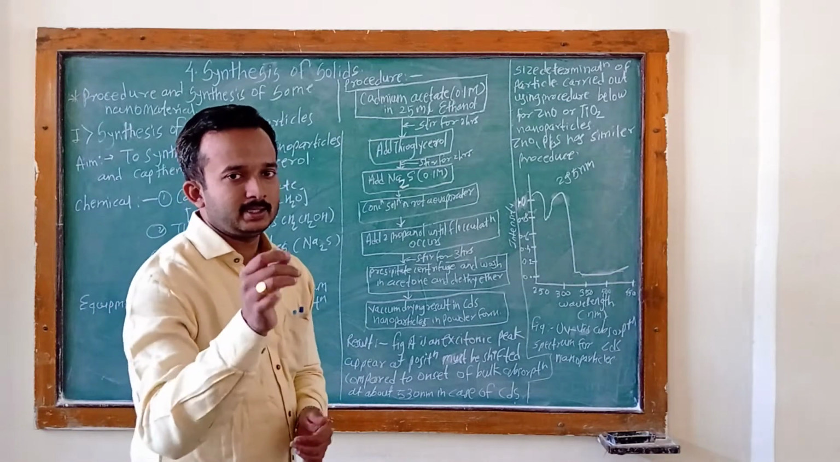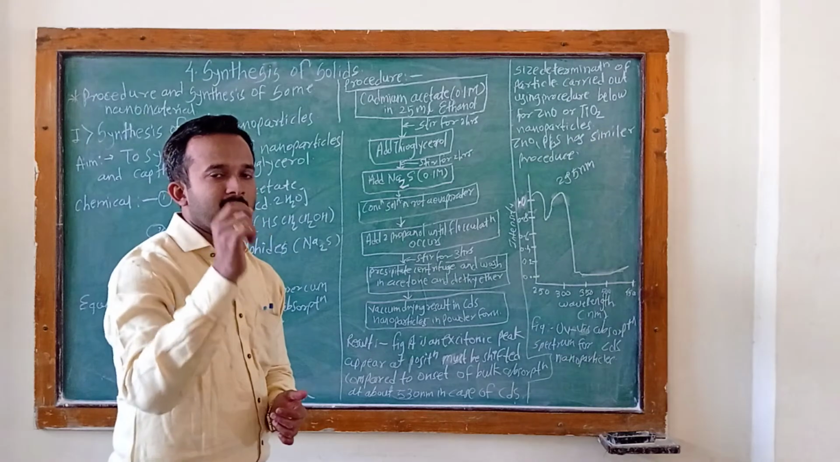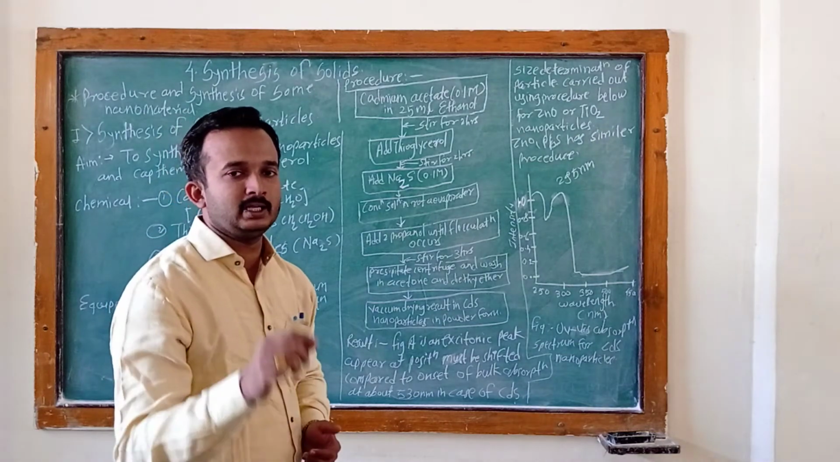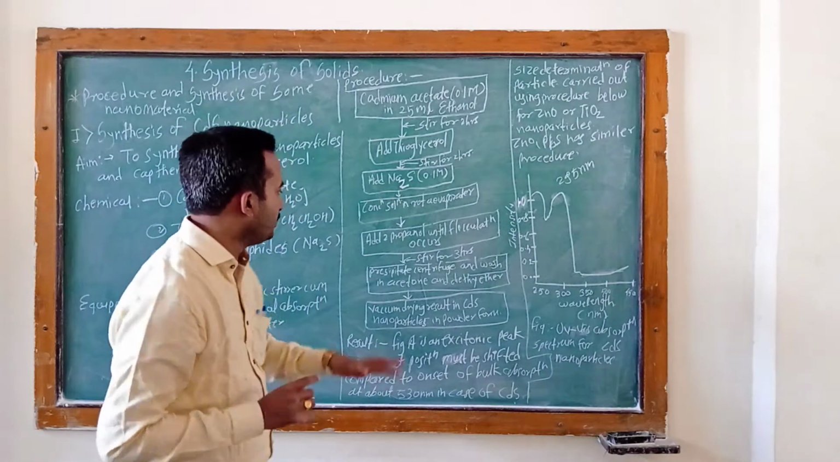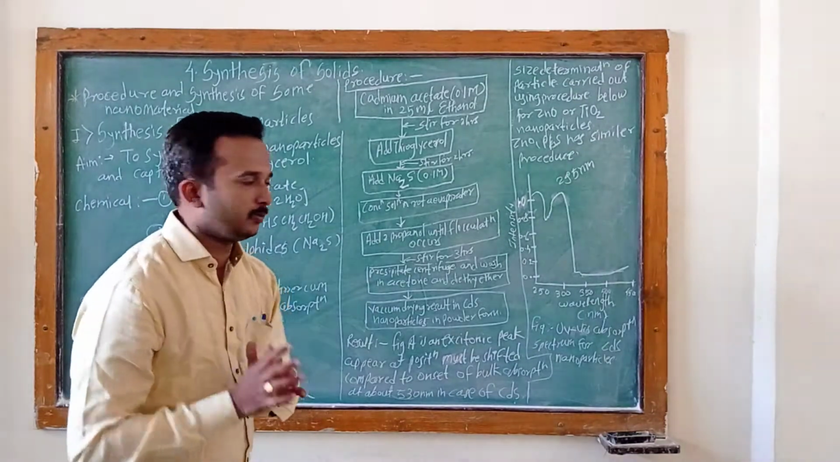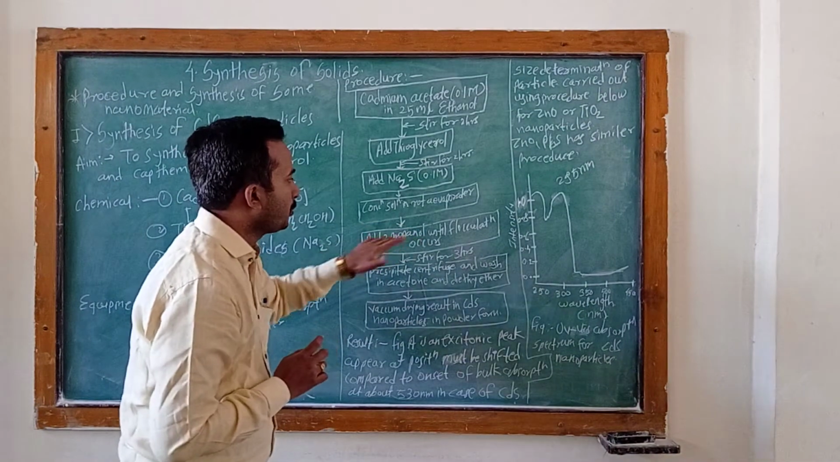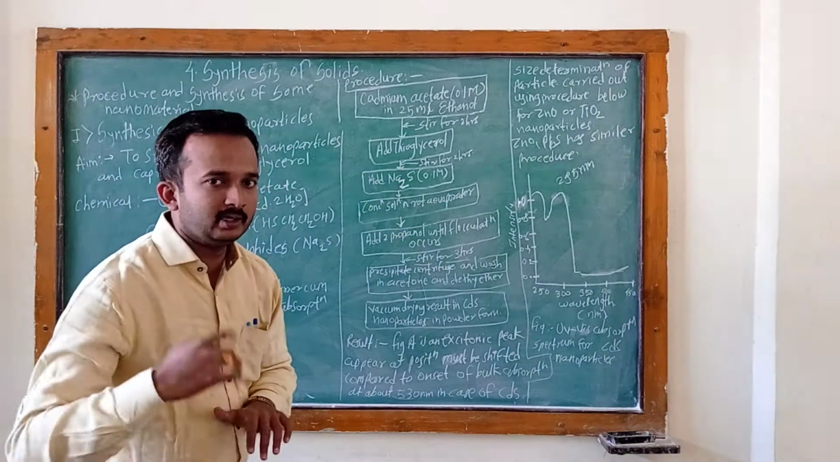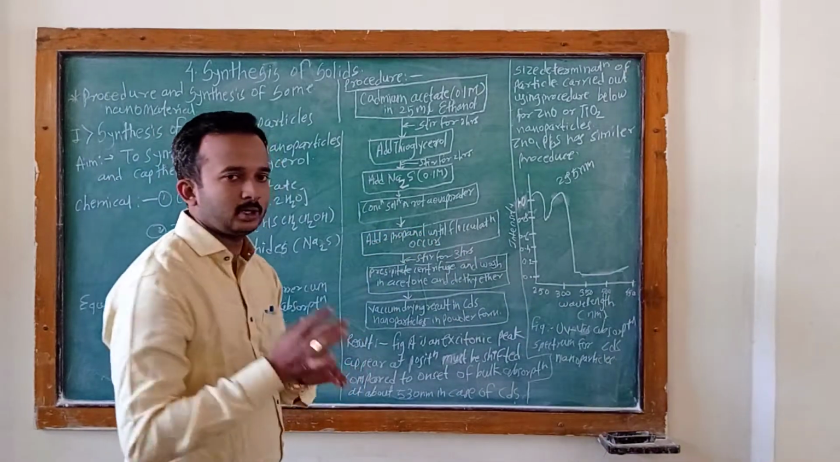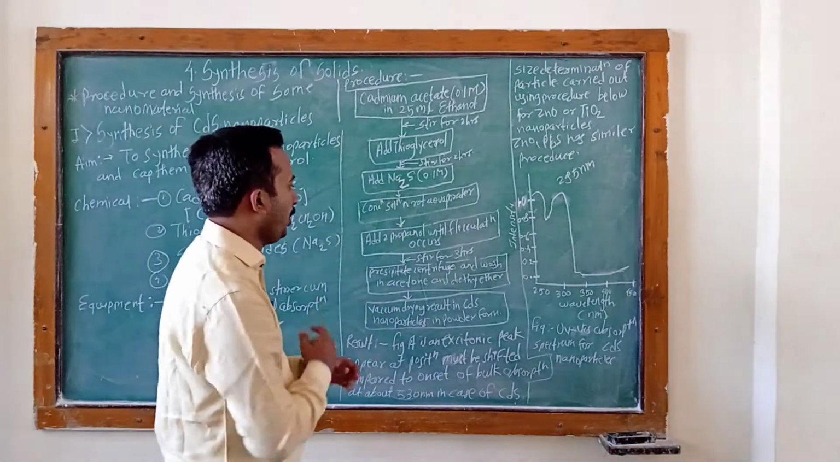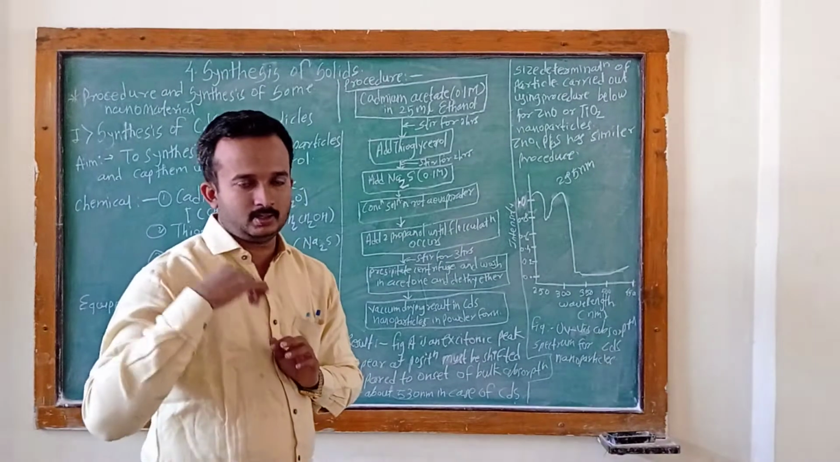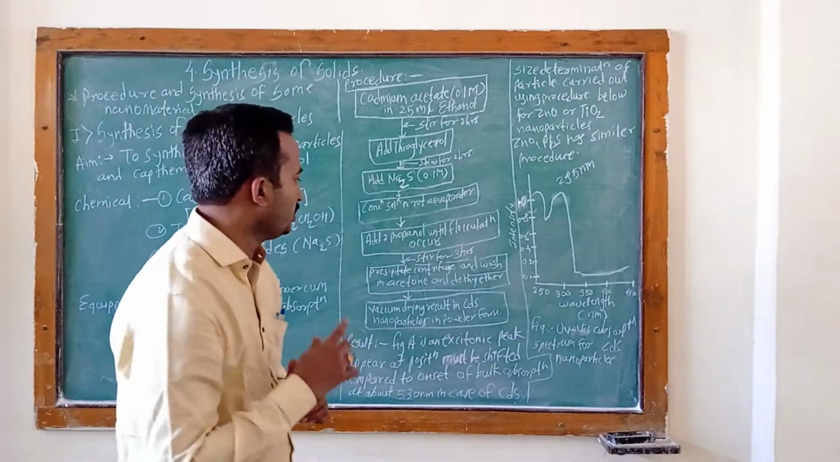Flocculation means the sticking together of particles. Those sticky particles produce larger particles. Therefore you have to add 2-propanol into the solution. The formation of stickiness in the compound is called flocculation.